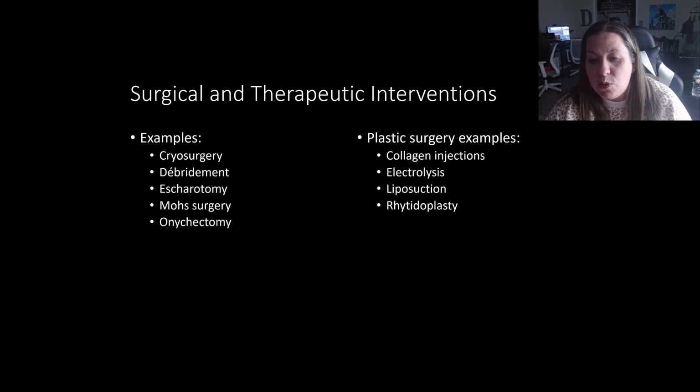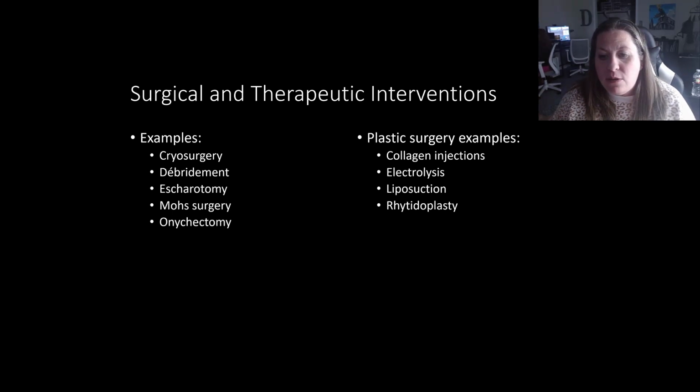Onychectomy is going to be used when we're talking about removal of a nail. And so we're going to take a nail off, and this could be due to trauma, it could be due to infection, where the nail needs to be removed.